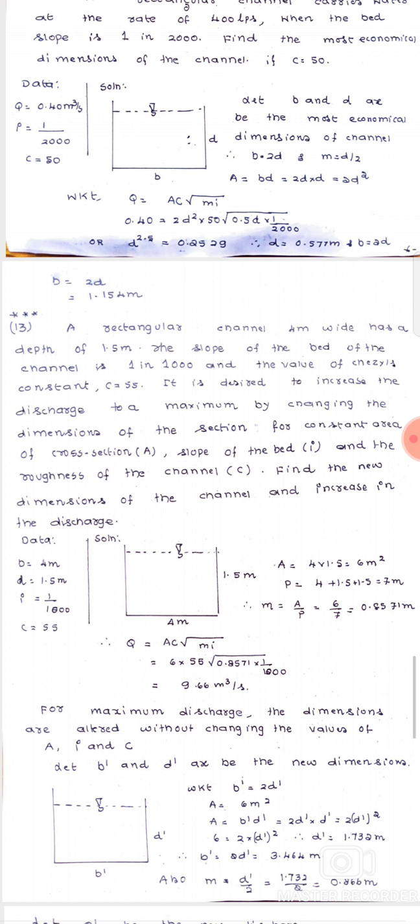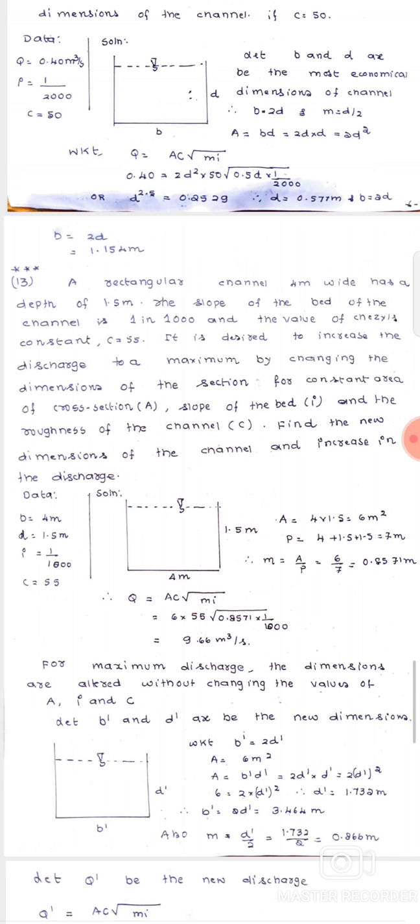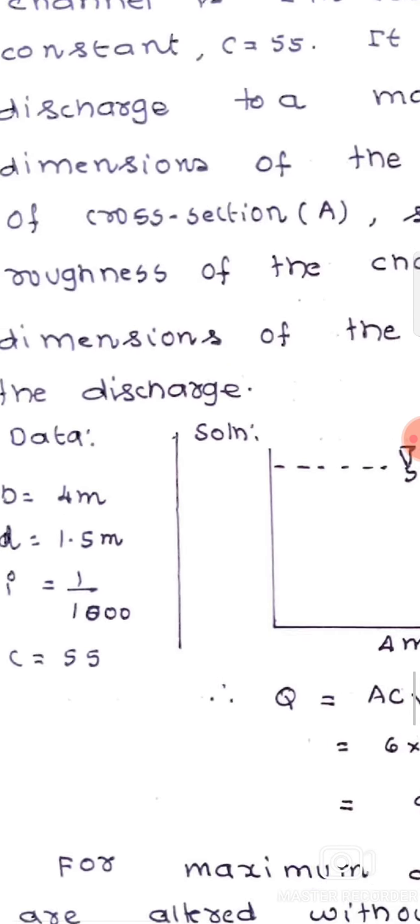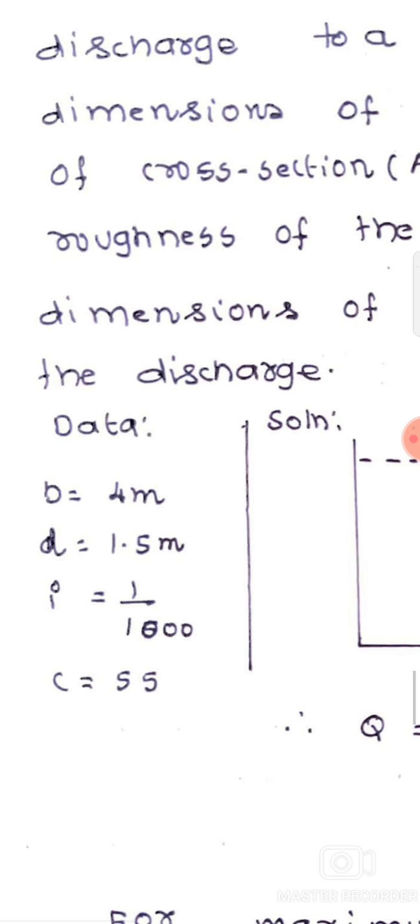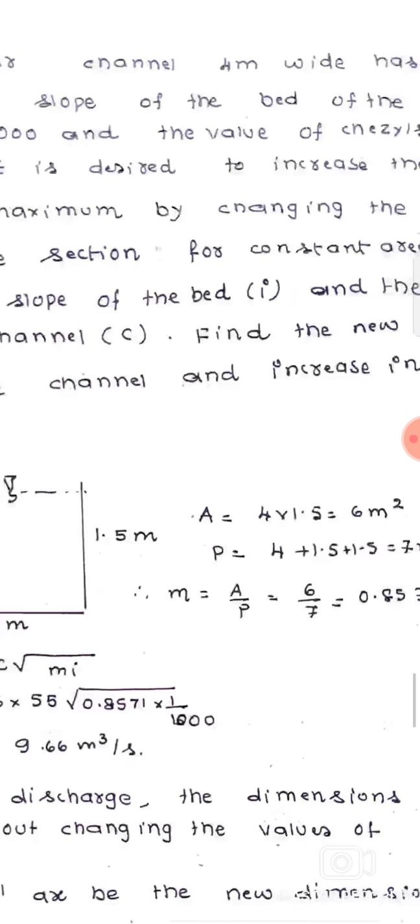So initially the depth and the width are given, that is B is 4 and D is 1.5. The slope of the bed of the channel is 1 in 1000 and the value of the constant is 55. It is desired to increase the discharge to a maximum. So when the discharge changes for the maximum condition, what will be the dimensions? Of course the initial discharge will change when the dimensions change. So in the initial condition, the first case, B is equal to 4 meter, D is 1.5, I is 1 by 1000, C is 55. Then we can directly substitute.